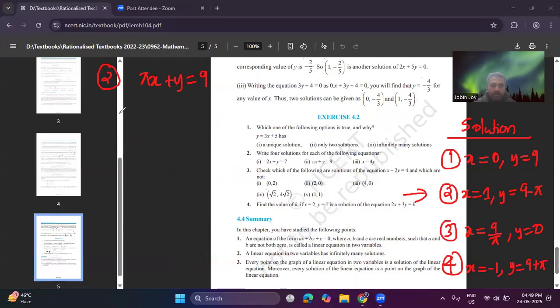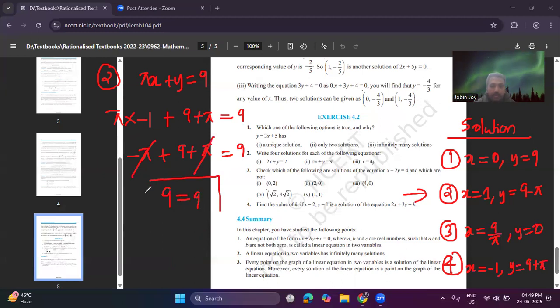Okay, so pi into x is minus 1 plus y is 9 plus pi, that is equal to 9. So pi into minus 1 minus pi plus 9 plus pi equal to 9. So minus pi plus pi cancel, 9 equal to 9. So LHS equal to RHS. Left hand side equal to right hand side. So this is another solution.